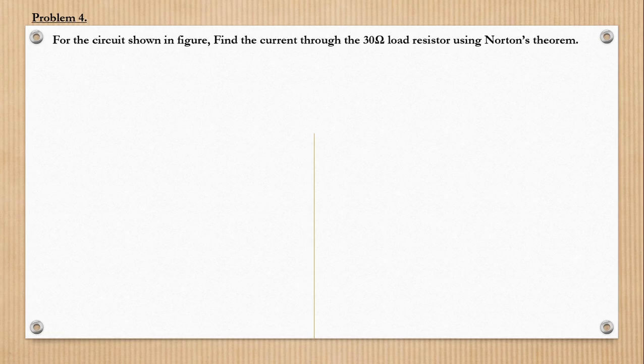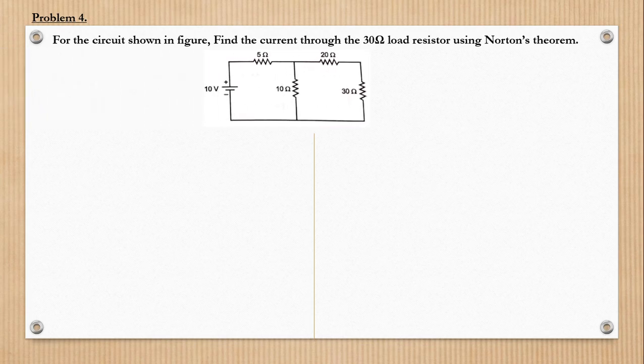For the circuit shown in the figure, find the current through the 30 ohm load resistor using Norton's theorem. It is a given circuit diagram. The given circuit consists of one voltage source, that is 10 volt source, remaining are resistors. Here 30 ohm resistor is considered as load resistor and it is connected at the end of the circuit diagram.